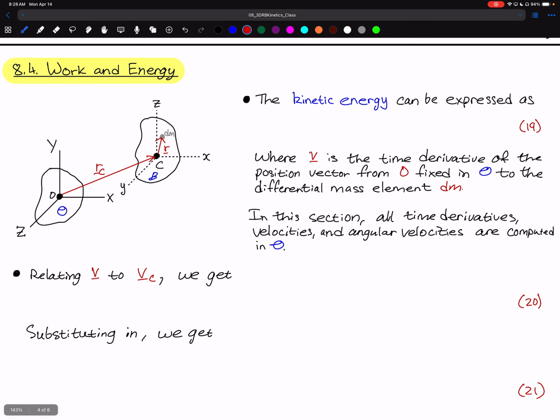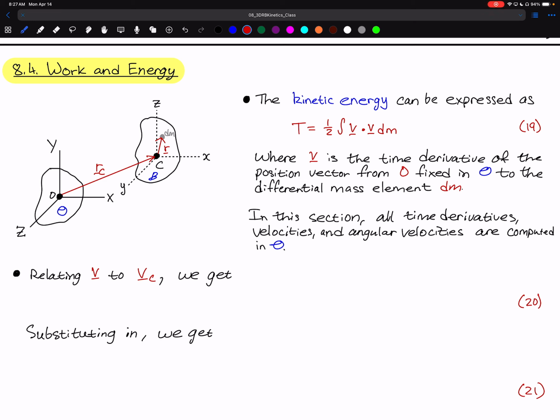So the kinetic energy in this case, considering again an infinitesimal point dm, we can express our kinetic energy as T is equal to 1/2 times the integral of V dotted with V dm, so integrating over all of the mass, where V is the time derivative of the position vector from O to our mass element dm. And in this section, we're going to compute all of our derivatives in the reference frame O, so in our inertial frame O.